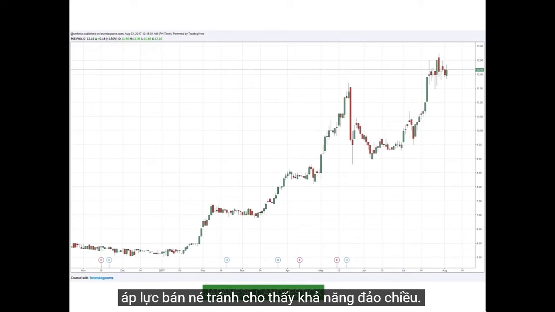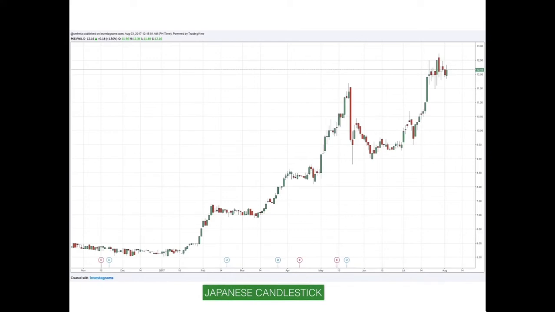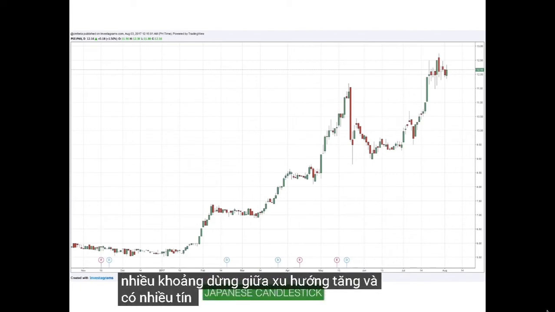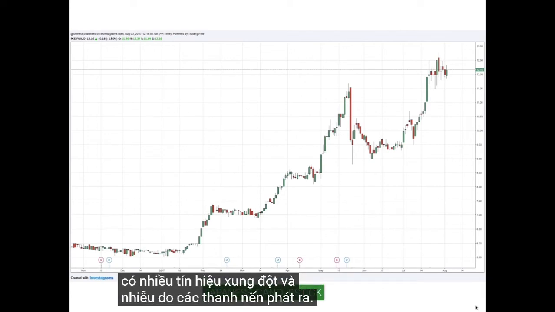Now this chart of PNX shows an uptrend and the sentiment is generally bullish. However, if you are trading the security, it would not have been easy for you to determine the trend because there were many pauses in between the uptrend and there were many conflicting signals and noise given off by the candlesticks.